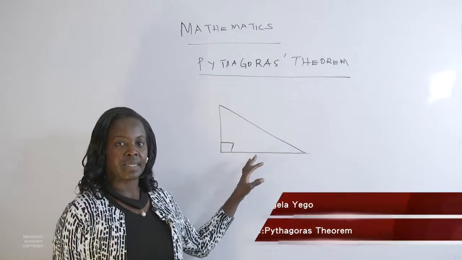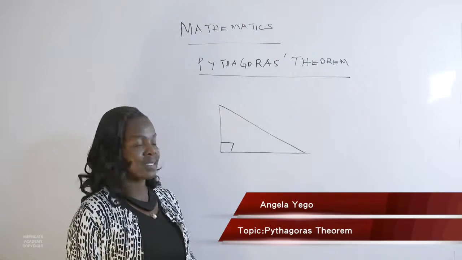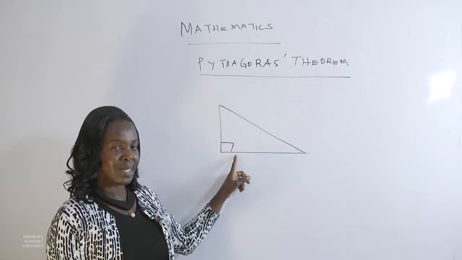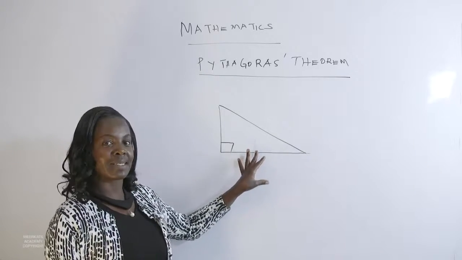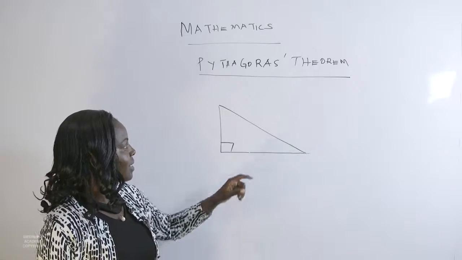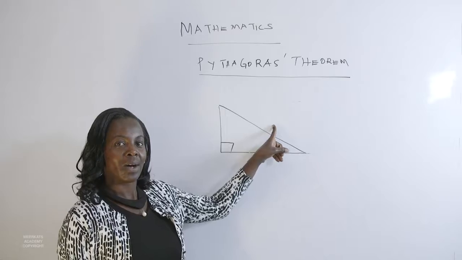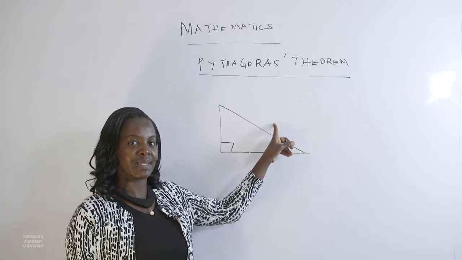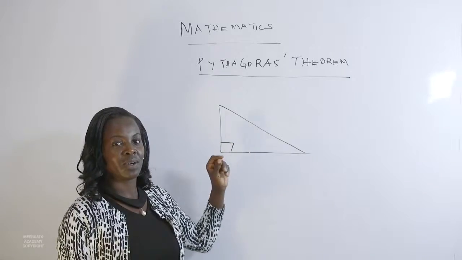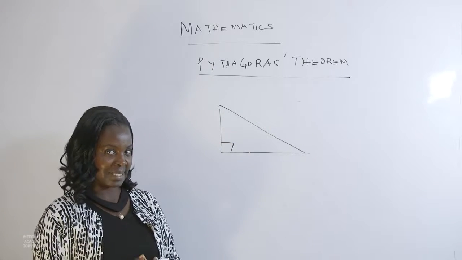So Pythagoras theorem states that given a right-angled triangle, the triangle must be right-angled, and that triangle has 3 sides. Given a right-angled triangle, it says the square of the longest side is equal to the sum of the squares of the 2 shorter sides.